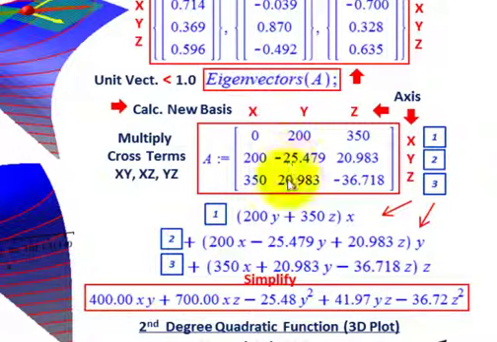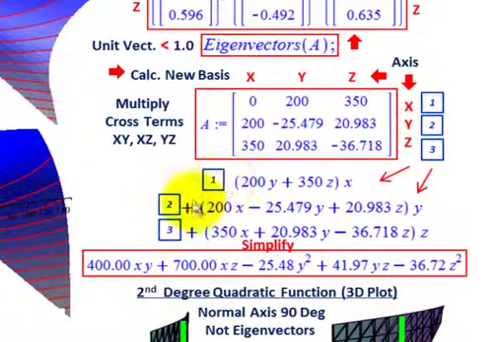350x plus 20.98 times y minus 36.71 times z. Then you take that whole quantity times z, row z. So that's what we're talking about for setting up. We're going to really come up with our equation here. So, okay, I got 1, 2, and 3 parts to the equation.